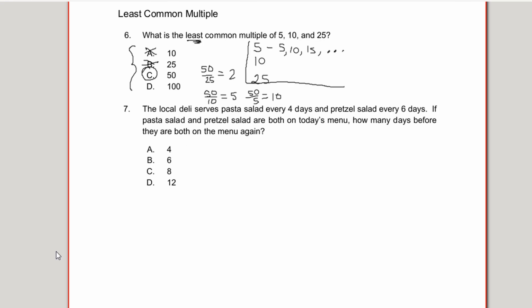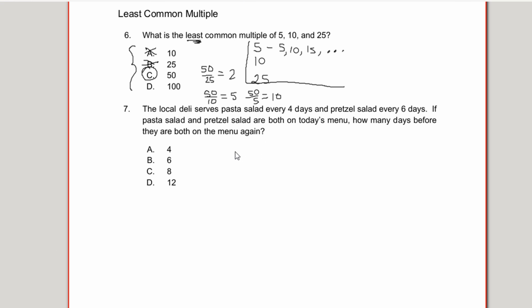Question number 7 says that the local deli serves pasta salad every 4 days and pretzel salad every 6 days. If pasta salad and pretzel salad are both on today's menu, how many days before they are both on the menu again? This is actually an application of using least common multiple, and you should be kind of familiar with how this question is set up because we see questions like this usually. It may not always be a pasta salad or pretzel salad that you see. It could be lights flashing every few seconds, and it has a different color light. But this is the general setup of this question.